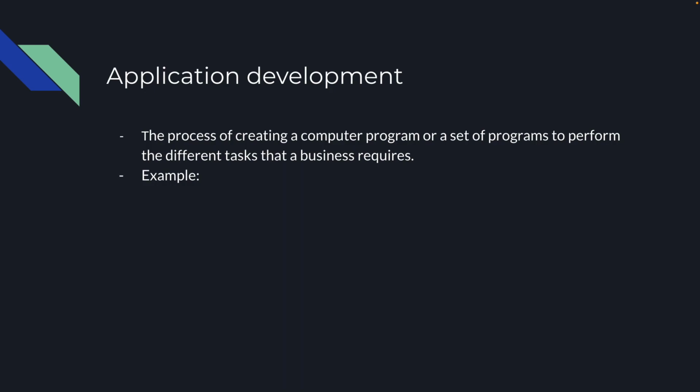Now, an example of application development is web application development. Web application development is developing computer programs for a website, like Facebook, Instagram, Google websites, etc. Another example is computer application development, which is developing computer programs for your computer.